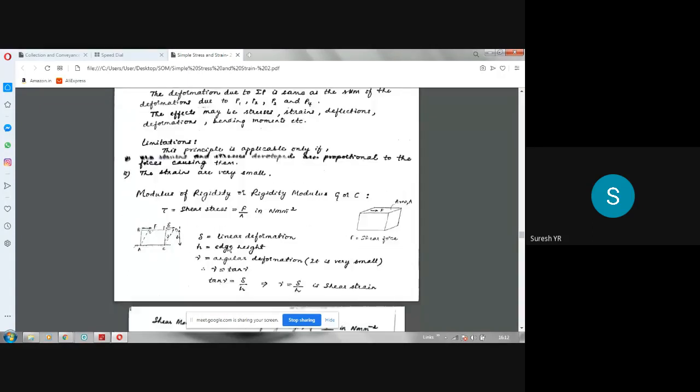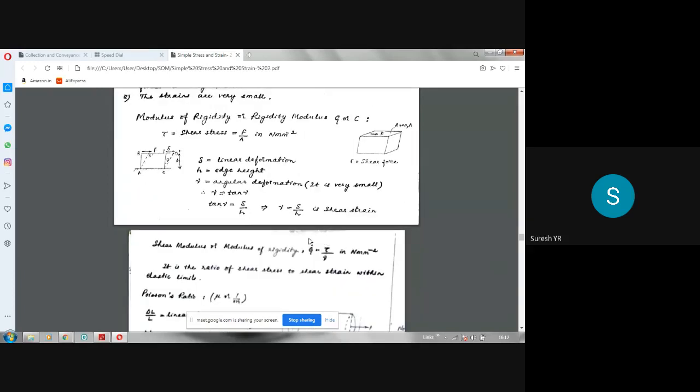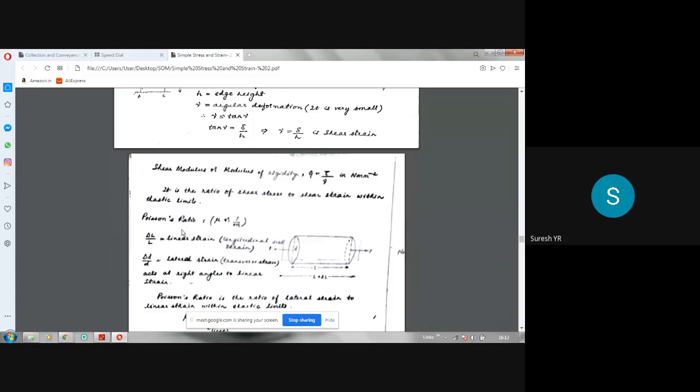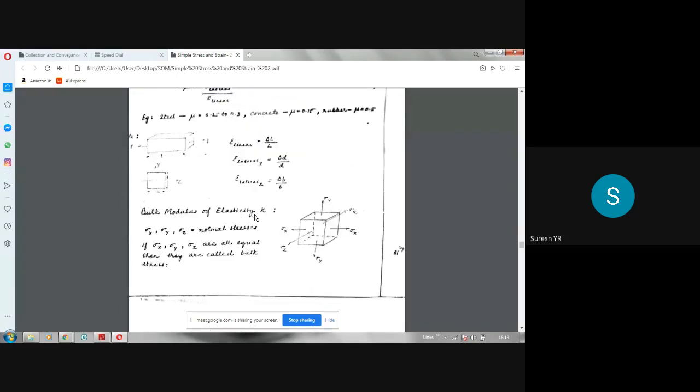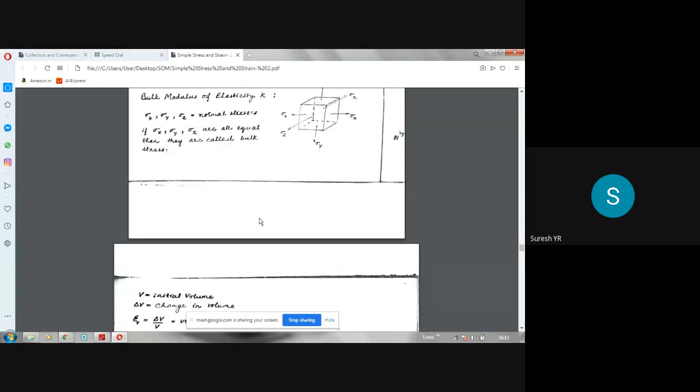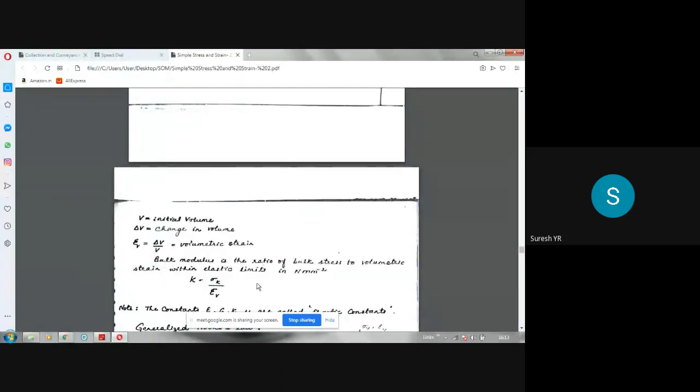Then I defined modulus of rigidity or shear modulus, the ratio of shear stress to shear strain within elastic limits. Unit is Newton per mm square only. Then Poisson's ratio, the ratio of lateral strain to linear strain, no units for that within elastic limits. Then bulk modulus of elasticity K is the ratio of bulk stress to volumetric strain. Unit is Newton per mm square.